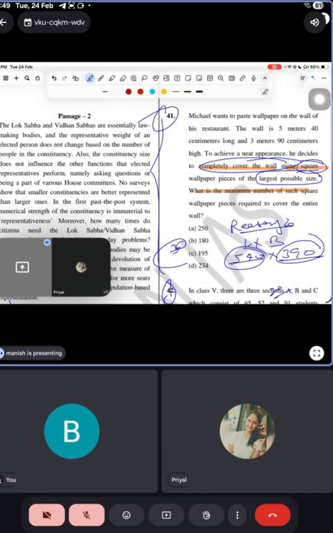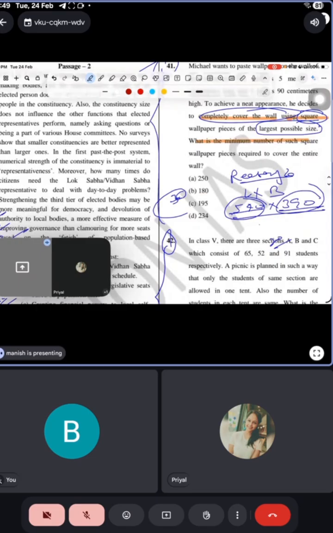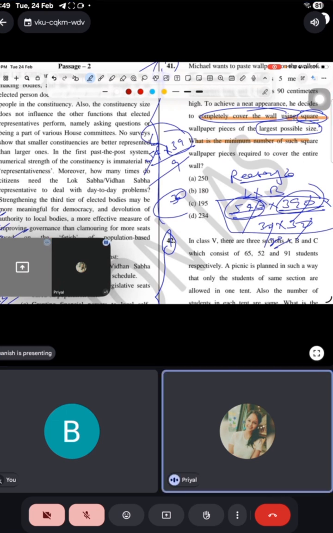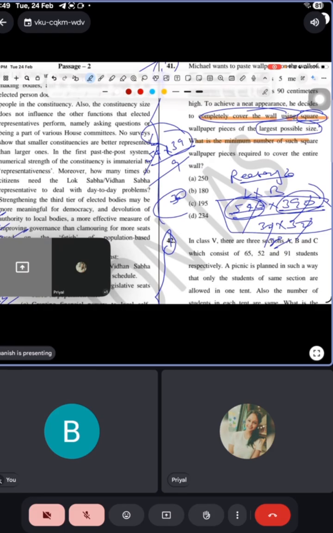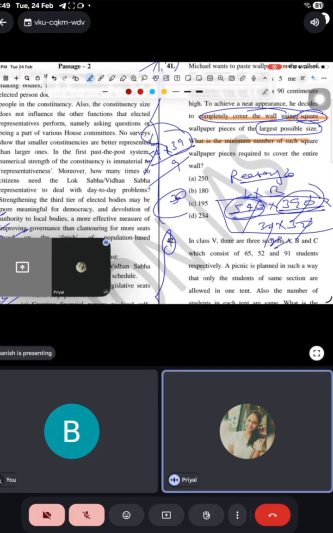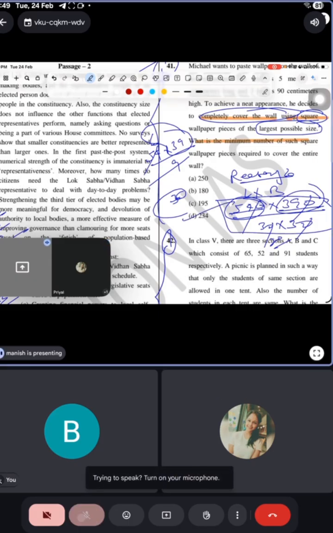And what is the area of a square? Side squared, it means 30 into 30. So this number we have to solve now. If we solve this, what do we get? 540 into 390 upon 900 basically. So 9 6 is 54. Now you multiply 39 into 6. 39 into 6: 6 9s are 54, carry 5, and 6 3s are 18, plus 5 is 23. So 234. This is the answer.